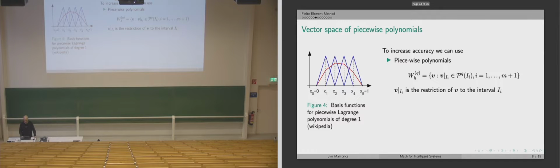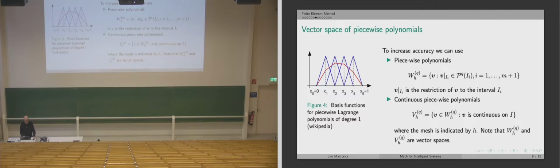So this is the idea: to increase accuracy and get rid of these degenerate cases, we use piecewise polynomials. But what's going to be important further is to actually have continuous functions, and so approximate our functions with piecewise polynomials whose values are continuous. So it's a restriction of W to only continuous functions.